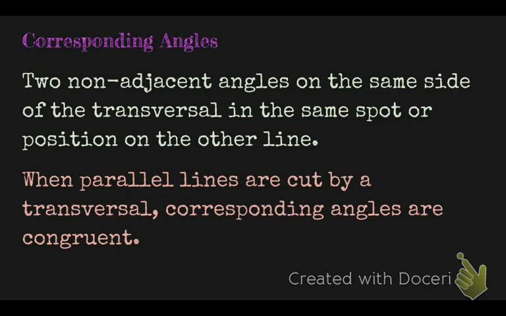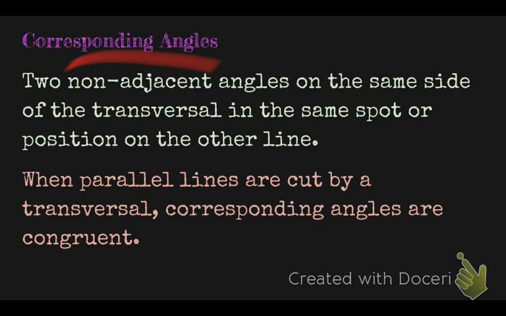All right, ladies and gentlemen, in this video, you're going to learn about corresponding angles. So look through your note guide and find the spot where there's a spot for you to take notes on corresponding angles. And jot down this definition. So corresponding angles are two non-adjacent angles on the same side of the transversal in the same spot or position on the other line.